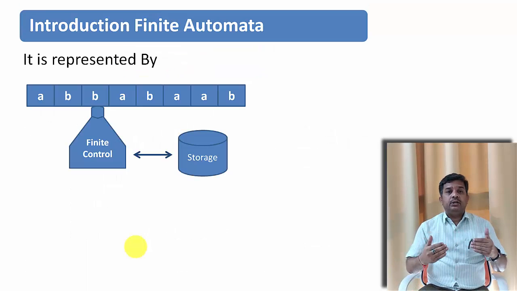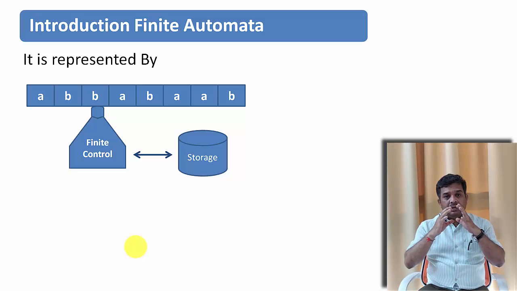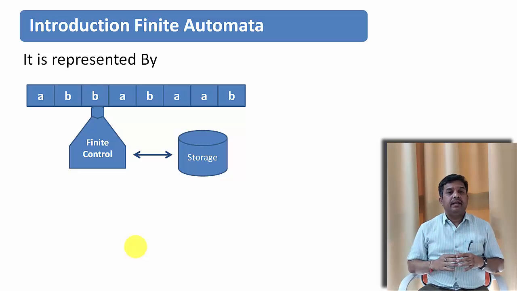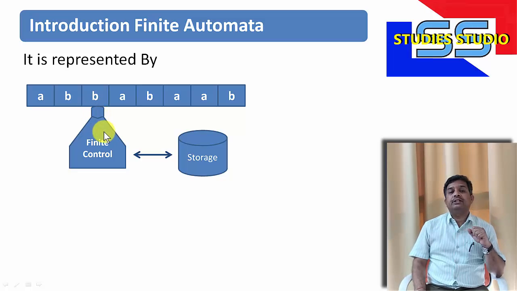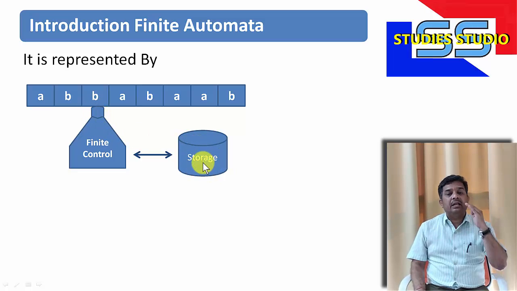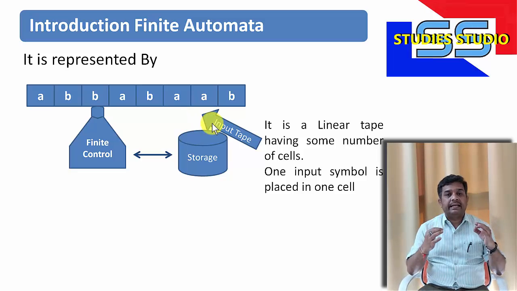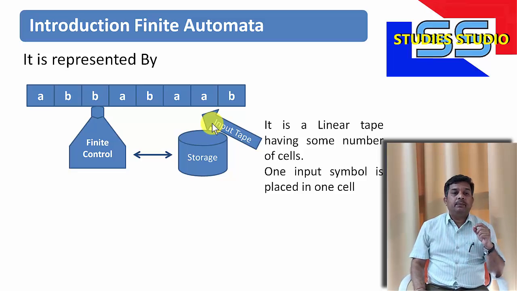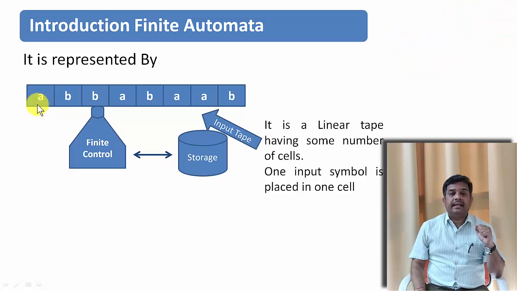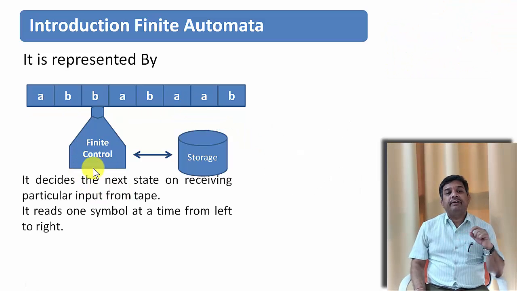In order to introduce a finite automata, basically we see this kind of diagram in any automata book. So what do we have? We have a tape, a finite controller, the head of the controller, and a storage. Basically a tape is nothing but a linear tape having a number of cells, and one input symbol is placed in one cell only. It means if we have 10 input symbols, then the tape must have at least 10 cells.